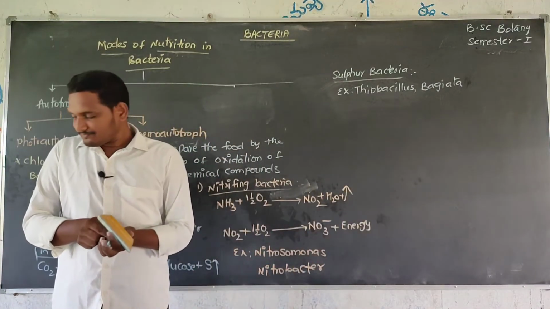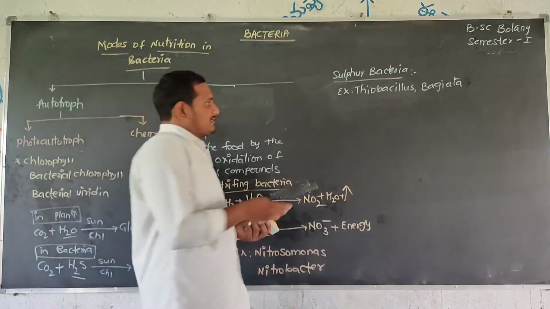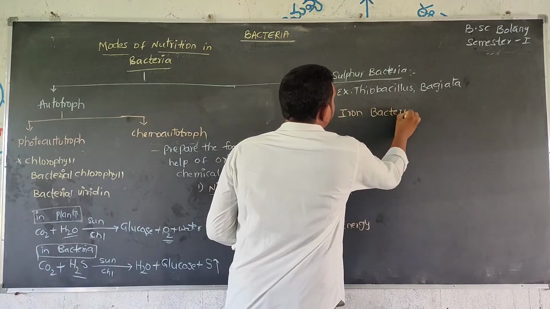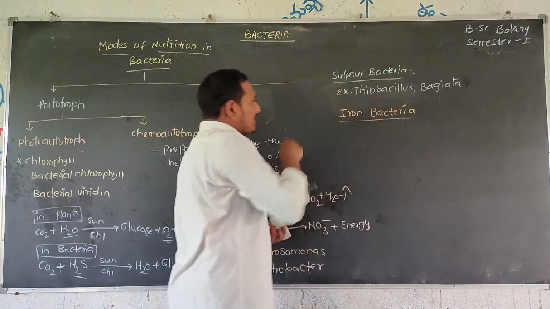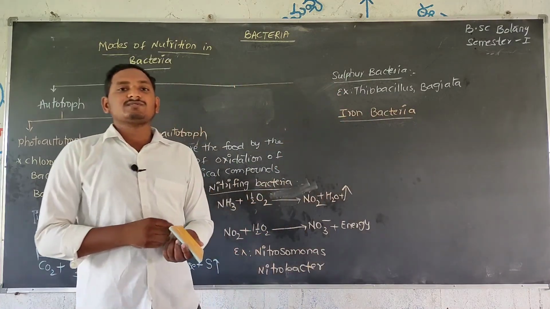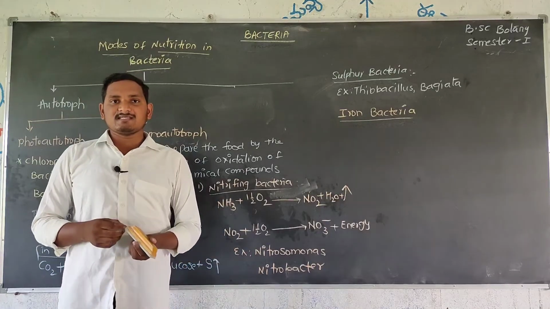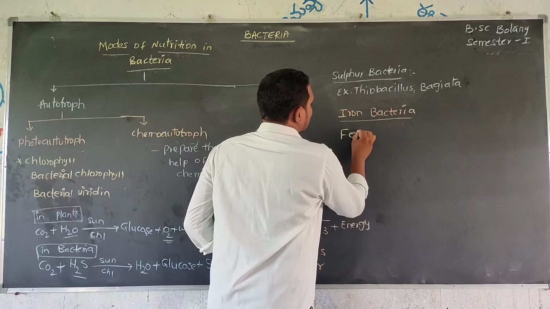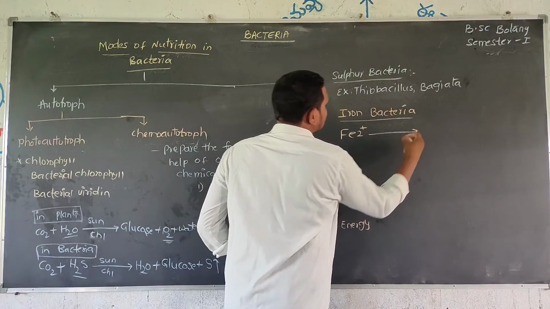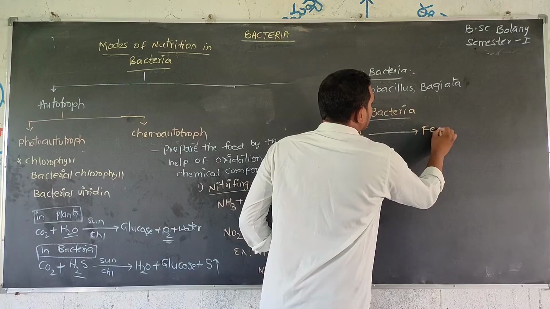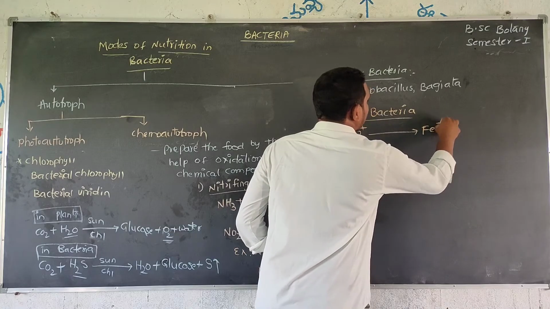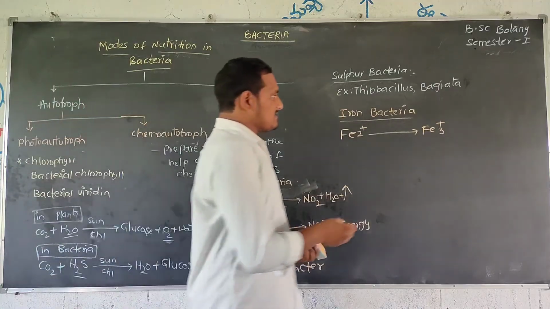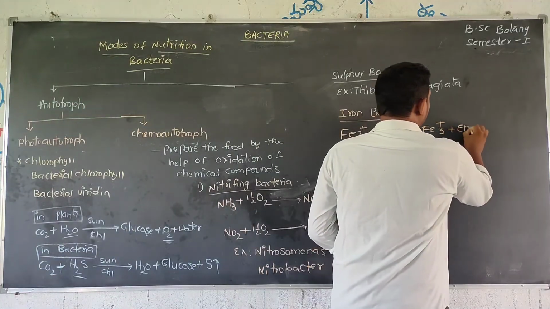Next, iron bacteria. In these iron bacteria, ferrous ions are changed into ferric ions. So Fe2+ changes into Fe3+, and energy is ultimately released.